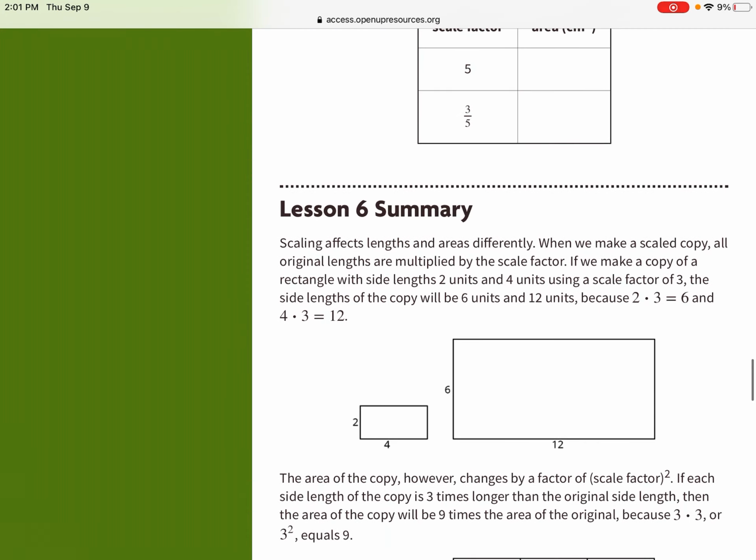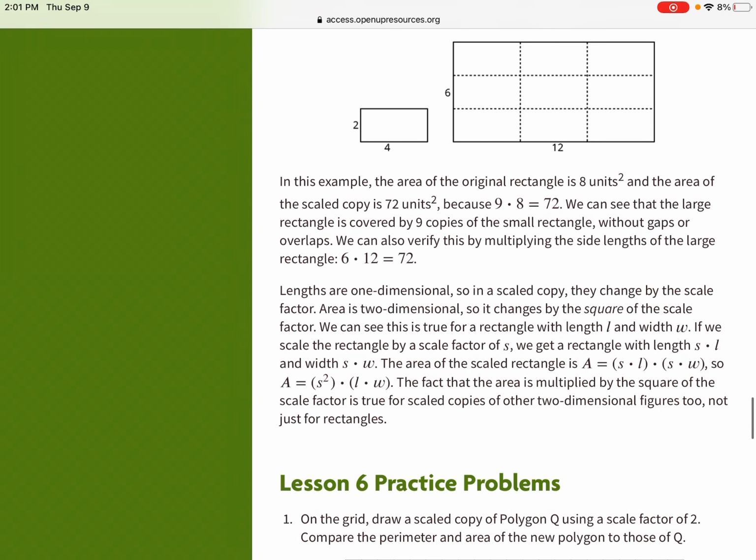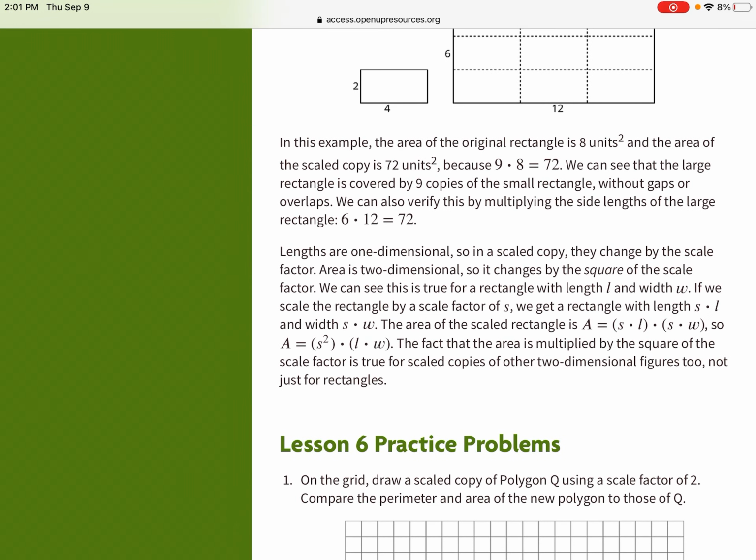That's lesson 6. Just wanted to recap once again. The area of a figure or shape increases by the scale factor squared. And that's what this just kind of ties in right here. Just review. So go ahead and double check that with your answers and your notes. And if you have any questions, just feel free to reach out.